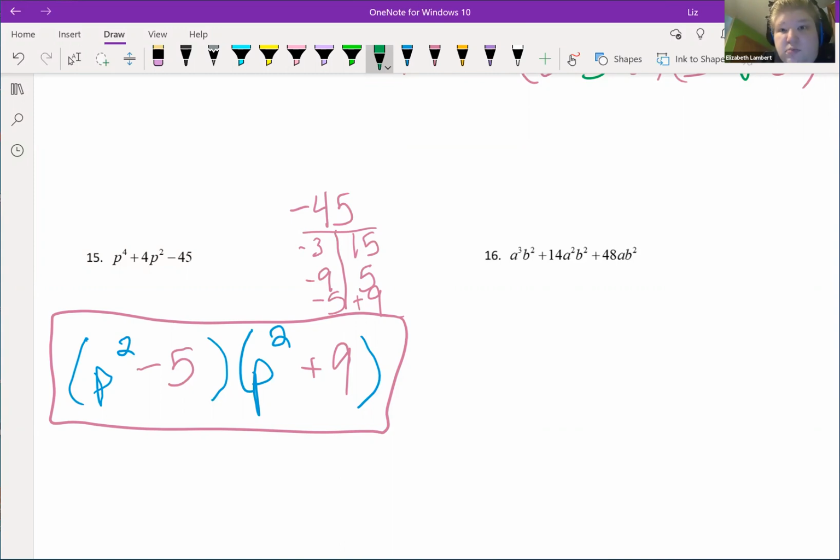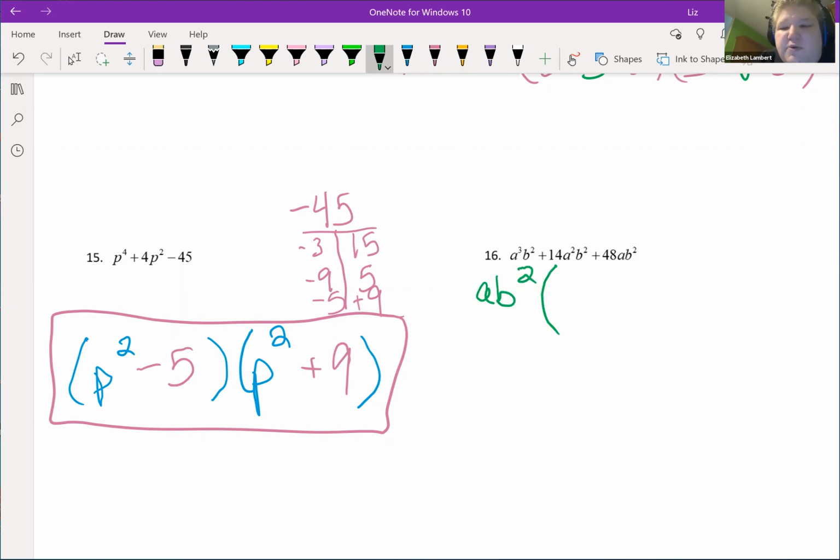Seriously. Anything I give you, there is an answer. Now, sometimes the answer might be it doesn't factor. That is a plausible answer. Most of the time, though, especially on tests, it's going to factor. All right, so everybody here has an A and everybody has a B squared. So out front, AB squared.